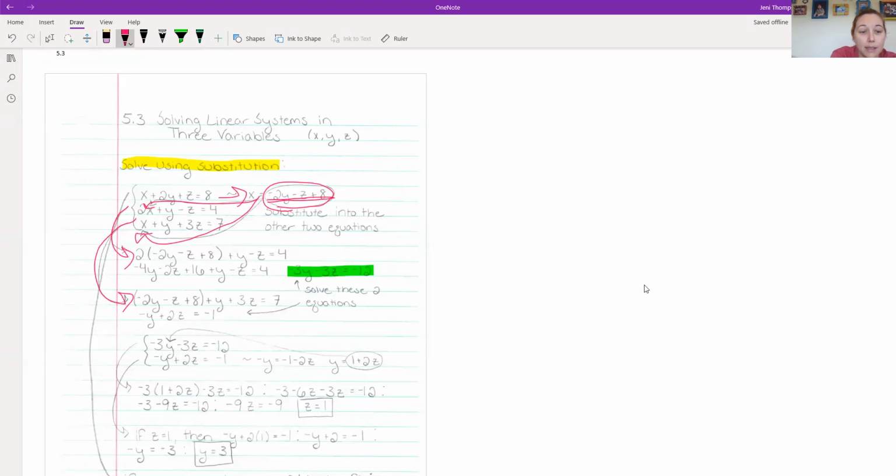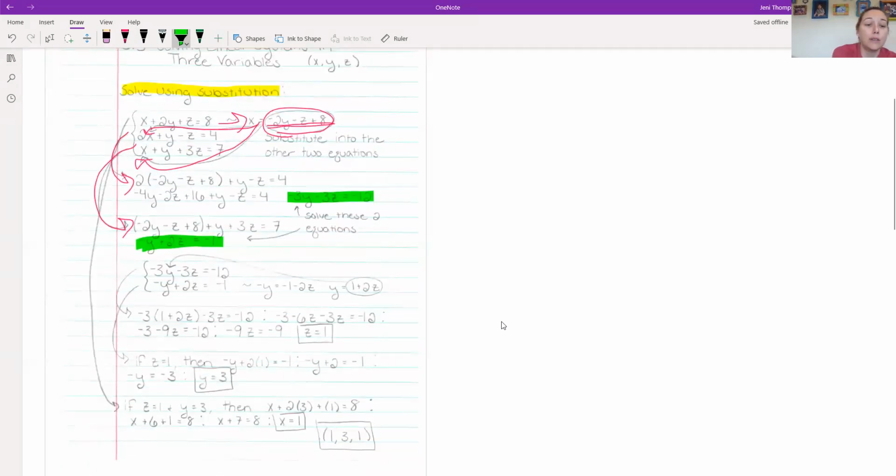So that gives me negative 2y minus z plus 8 plus y plus 3z. I combine my like terms. That gives me this equation. So now I have 2 equations I can work with. Because if I'm doing a system of equations with 2 variables, I can handle that. So here are the 2 equations that I got from substituting this top one into the other 2.